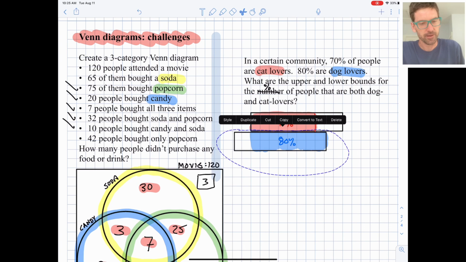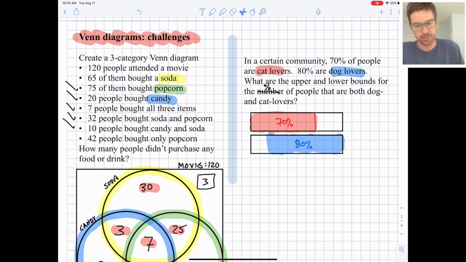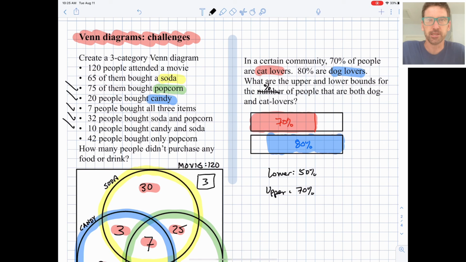Okay, so my final answer is that the lower bound is going to be 50%, and the upper bound is going to be 70%. A great challenge that I'm going to leave you with on this is to try to use the formula to see if you can come up with those bounds as well. So don't use a visual representation. All right, that's a good place to stop on that one right there.